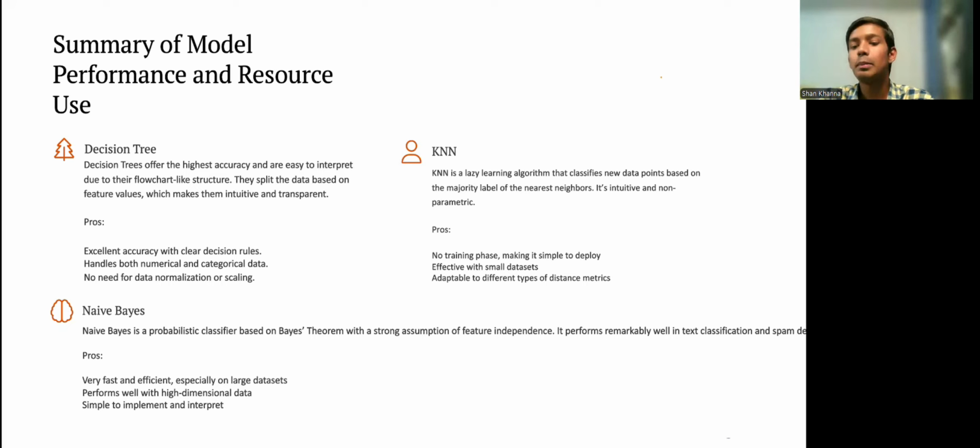It is simple and non-parametric, good for small data sets. Each model has its strengths depending on the application. So we can't say decision tree is the best, Naive Bayes is the best, or KNN is the best. Everyone has its own importance and features.